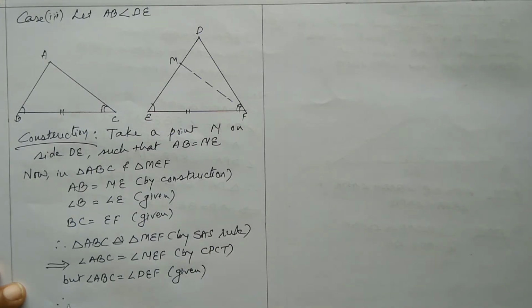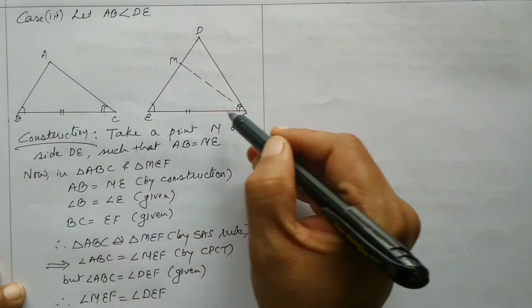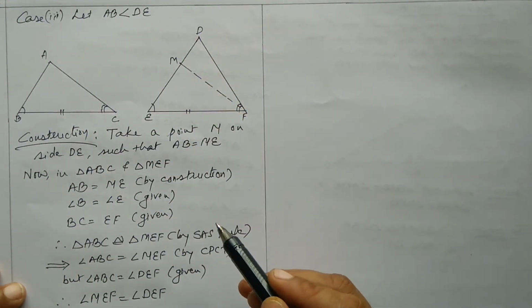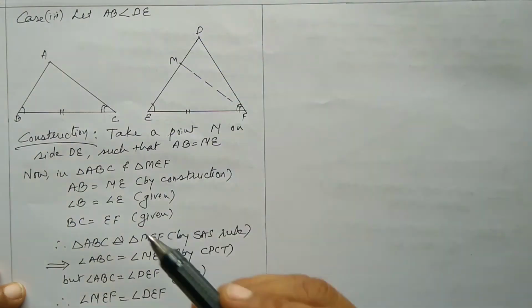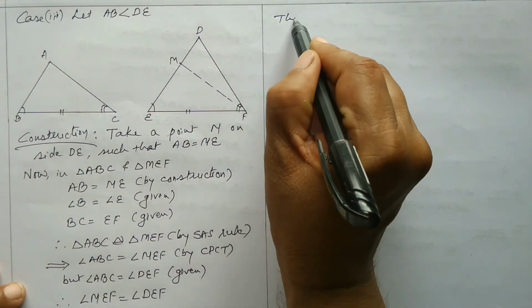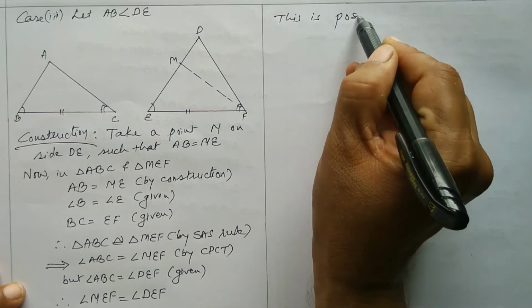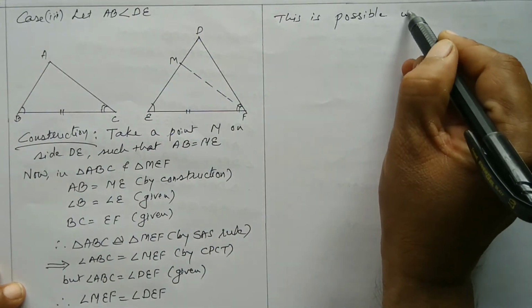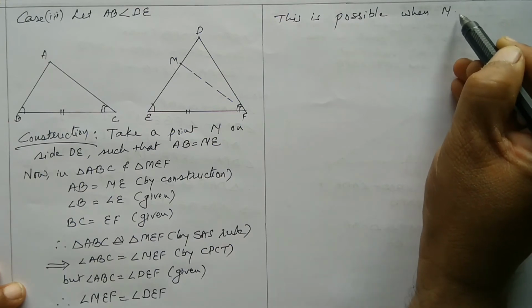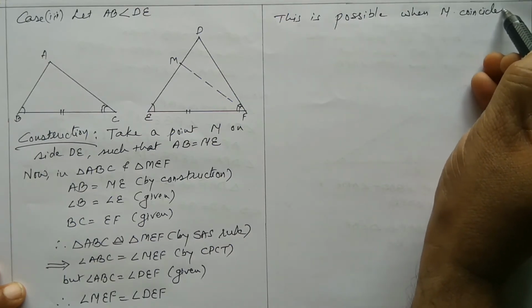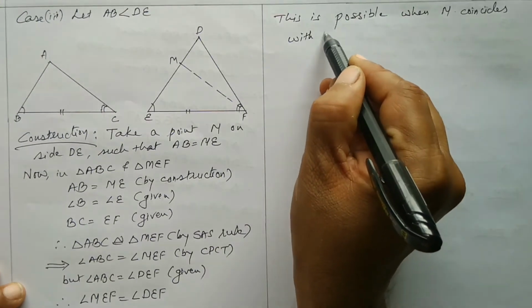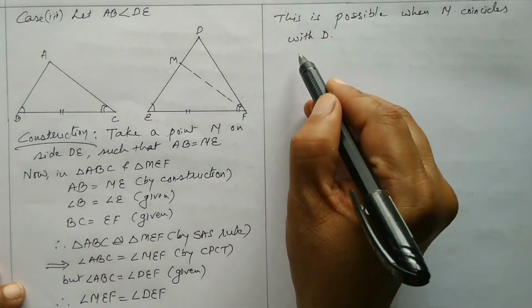So therefore right hand sides are same, therefore left hand sides are same, therefore angle MEF is equal to angle DEF. Angle MEF and angle DEF are one and the same. This is possible when M and D are coinciding. This is possible when M coincides with D.